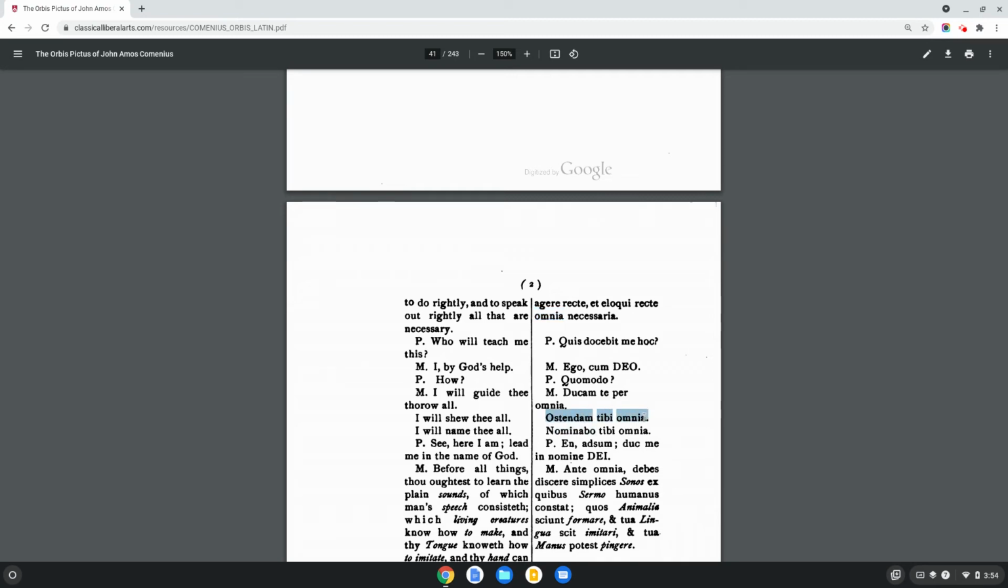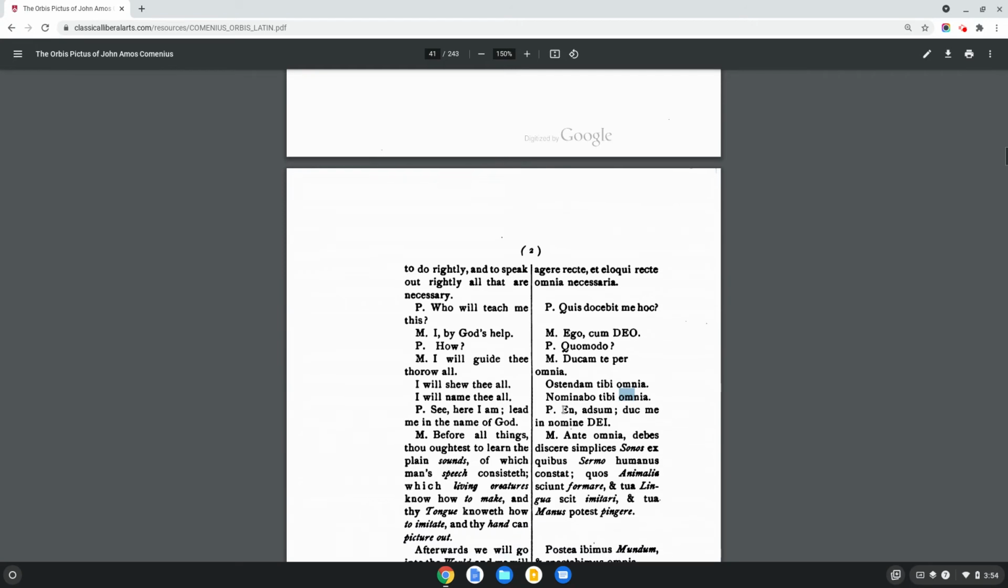Ostendam tibi omnia. Ostendam means I will show, or I shall show. Tibi means to you. Omnia, all things. Nominabo tibi omnia. I shall name for you all things.